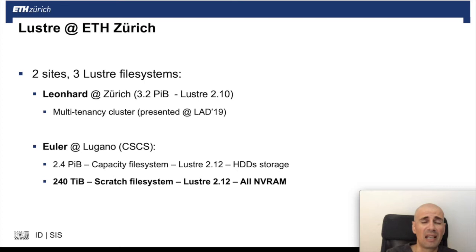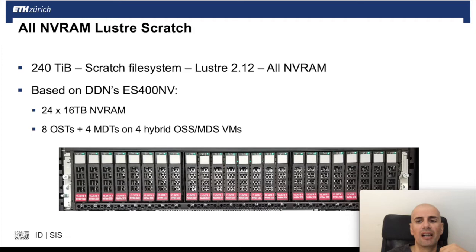we have two file systems: one main capacity file system based entirely on HDDs and Lustre 2.12, and then the file system we'll speak about today, the scratch file system, entirely based on flash technologies. This is the look of the hardware we installed. It is a DDN system, an ES400, which has four VMs. I think it's kind of standard these days, where we have 240 terabytes, four MDTs, eight OSTs. So nothing special. It's just nice to have this configuration in just a 2U unit. It's always impressive to see.